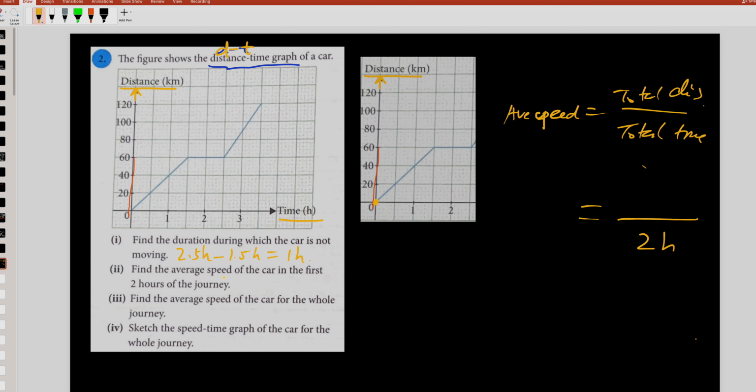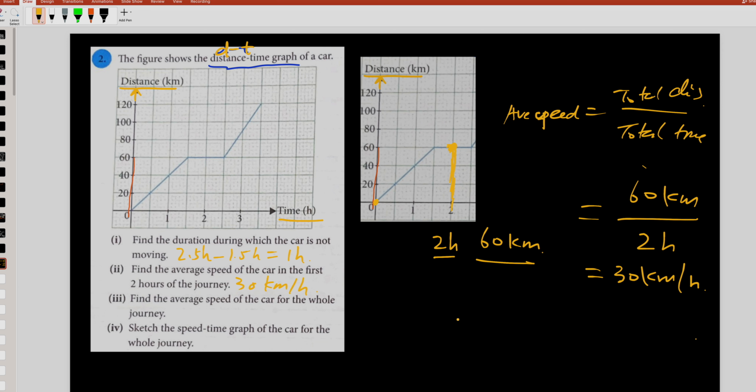They ask for the average speed in the first 2 hours, right? So you just ask yourself, when it's 2 hours, what's the distance? 60 kilometer, right? This point, you just read this point. So the total distance is 60 kilometer and the total time is 2 hours. Therefore, you just divide, then you get 30 kilometer per hour. So that's the second answer. Clear?